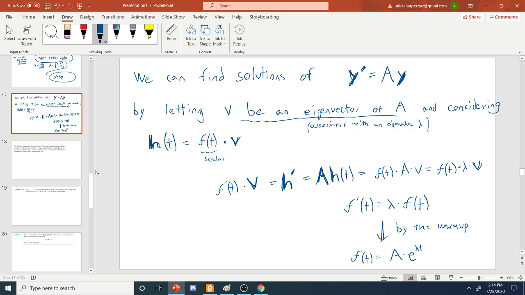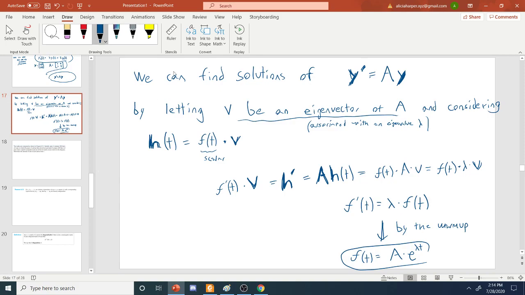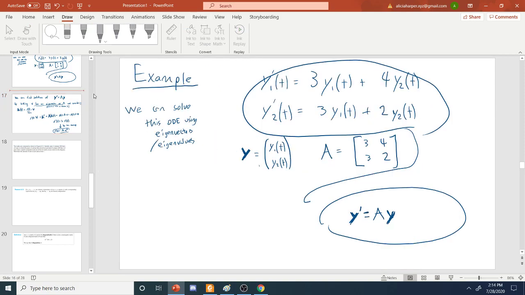So one way to find solutions to this differential equation is to exhibit eigenvectors of A, find their associated eigenvalues, and then this times the eigenvector gives us a solution to this equation. So let's go back to our specific example.